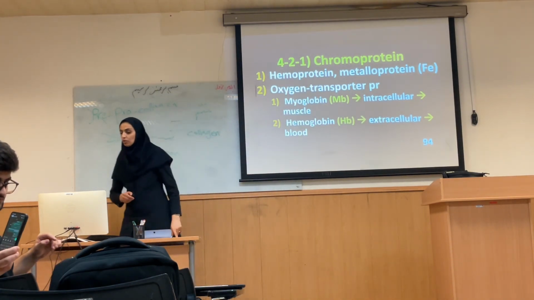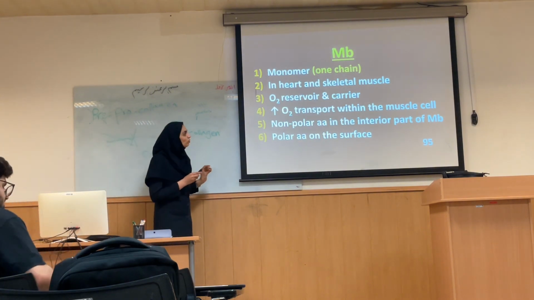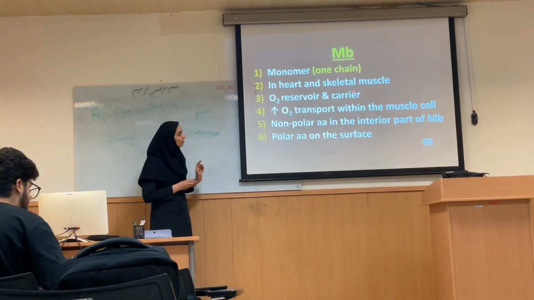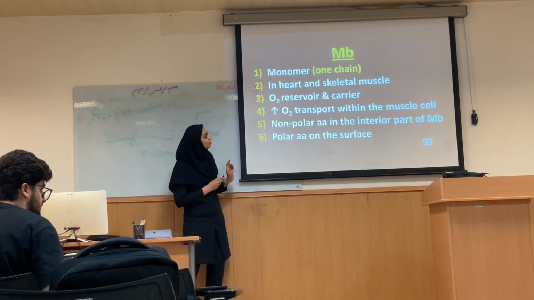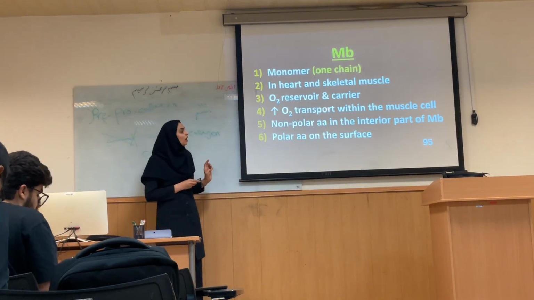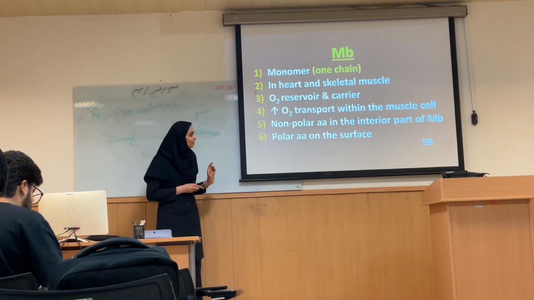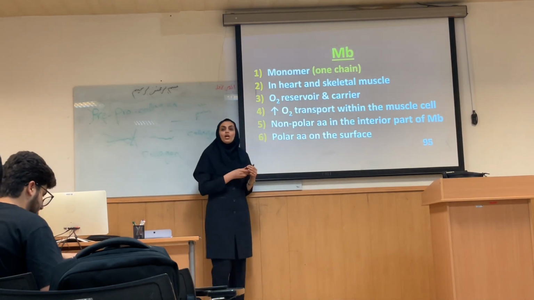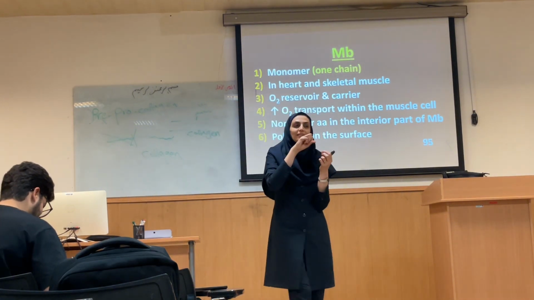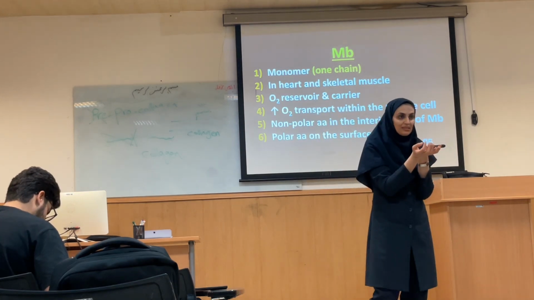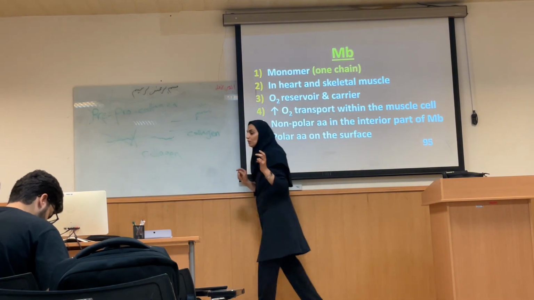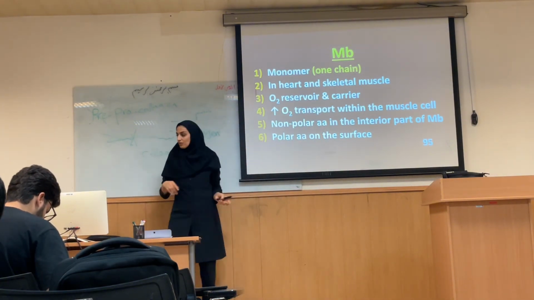This was about chromoprotein. Here you can see myoglobin, which is a monomer. We can see it in heart and skeletal muscles. It acts as an oxygen reservoir and oxygen carrier, and it increases the oxygen transportation in muscle cells. And the structure that I showed you, where the non-polar amino acids were in the core and the polar amino acids were on the surface, was correct about albumin and also about myoglobin. It is the thing that I was telling you.